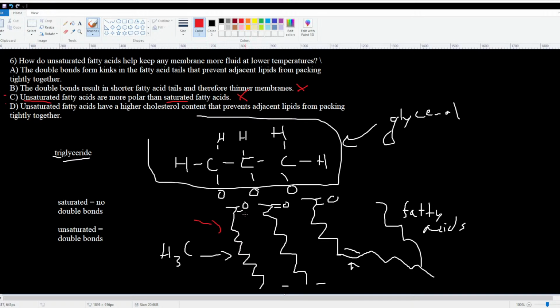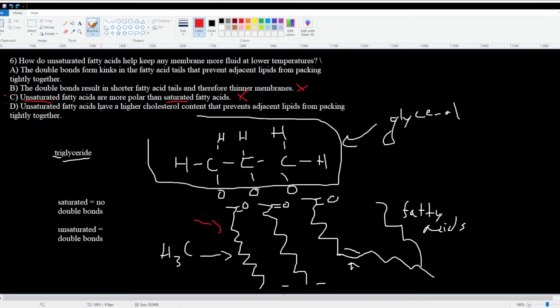We're not even referring to a polar region of the molecule, which would technically be this region. But we're not talking about that. We're talking about whether or not it's saturated. If it's saturated versus unsaturated, they're going to be the same level of polar versus nonpolar. So we don't even want to worry about this. This is just the most incorrect.